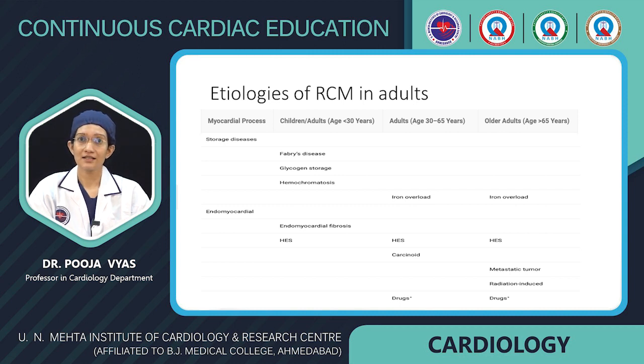Similarly, HES is common, and carcinoid disease is also common. Drugs like chloroquine can also cause restrictive cardiomyopathy, and are commonly seen in adults. And in older adults, in the age group of more than 65 years, if we talk about the endomyocardial diseases group of RCM, then hypereosinophilic syndrome, metastatic tumor, and radiation-induced restrictive cardiomyopathies. These are the common etiologies of restrictive cardiomyopathies found in older adults.